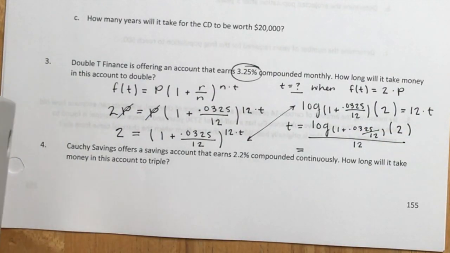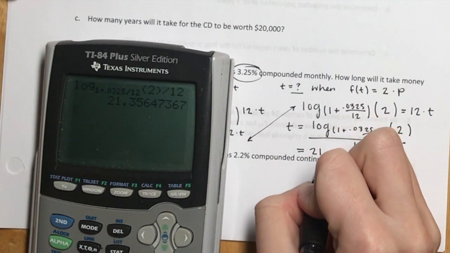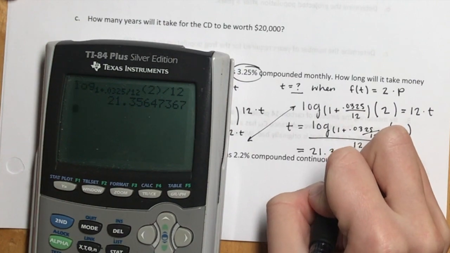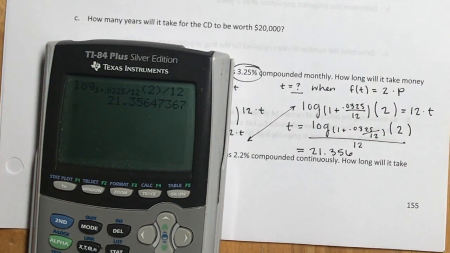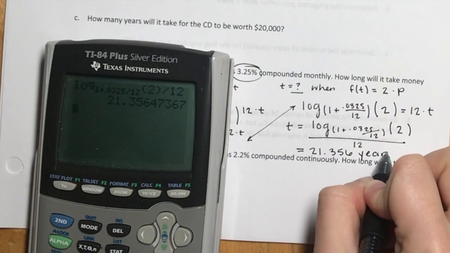If I plug this into my calculator, I get log base 1 plus 0.0325 divided by 12 of 2, all divided by 12. The answer that I get is 21.356. What is the unit on this? Is it money or time? Are we talking about money or time? We're talking about time, right? We're looking for t. This is t. So this is in years.